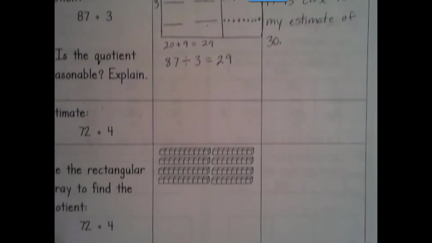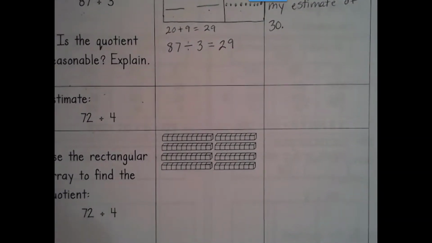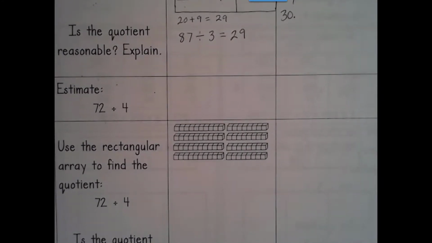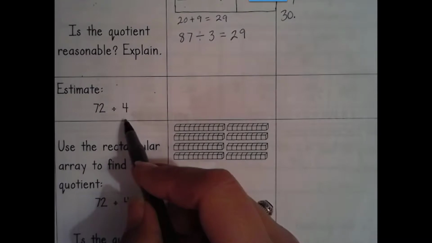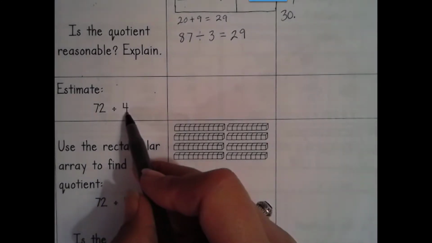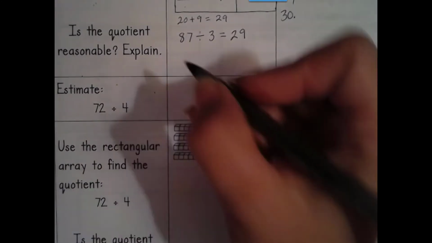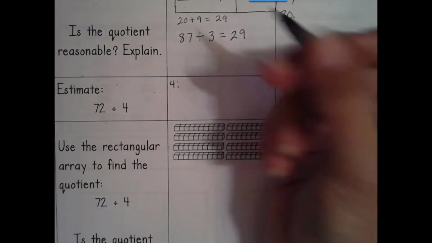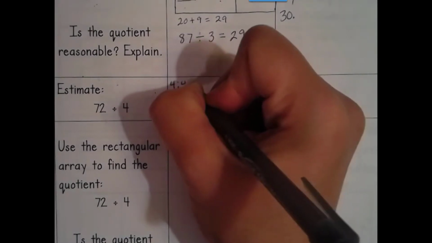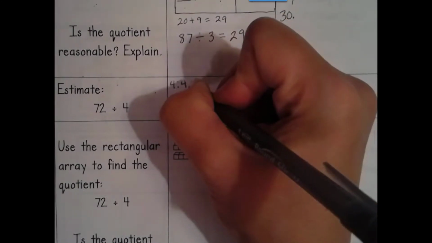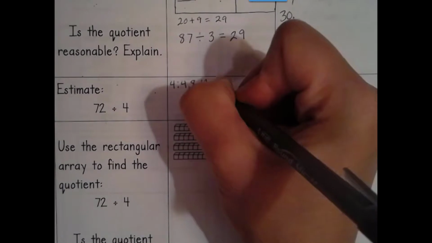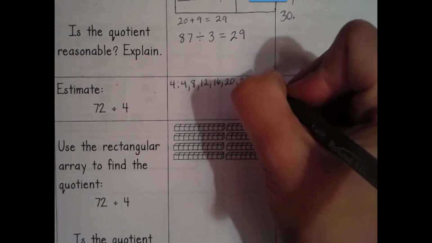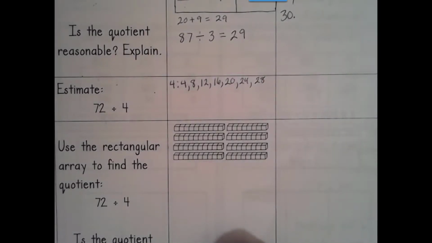All right, our next one. So I have 72 that I'm going to divide into groups of 4. But first I have to find my estimate. I need to find a compatible number for 72. So I'm going to find my multiples of my divisor. My divisor is 4. 4, 8, 12, 16, 20, 24, 28. If I need more, I can list more.